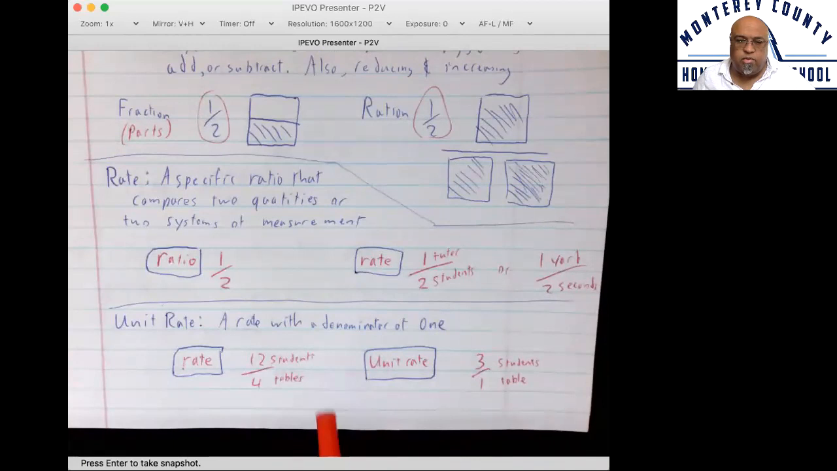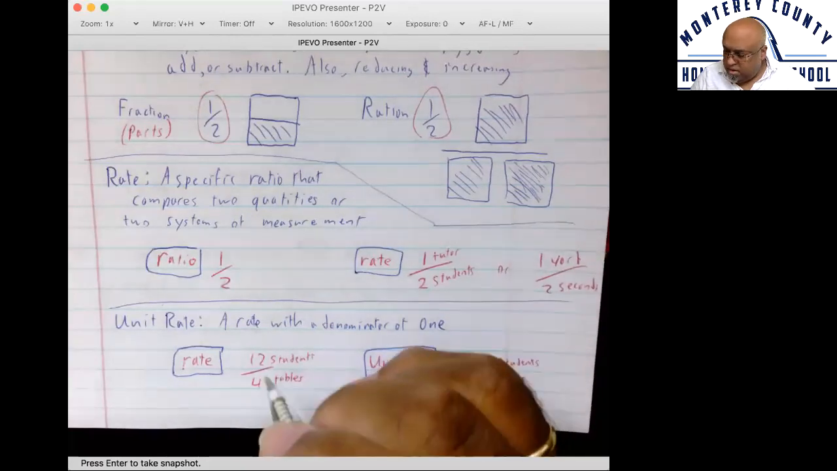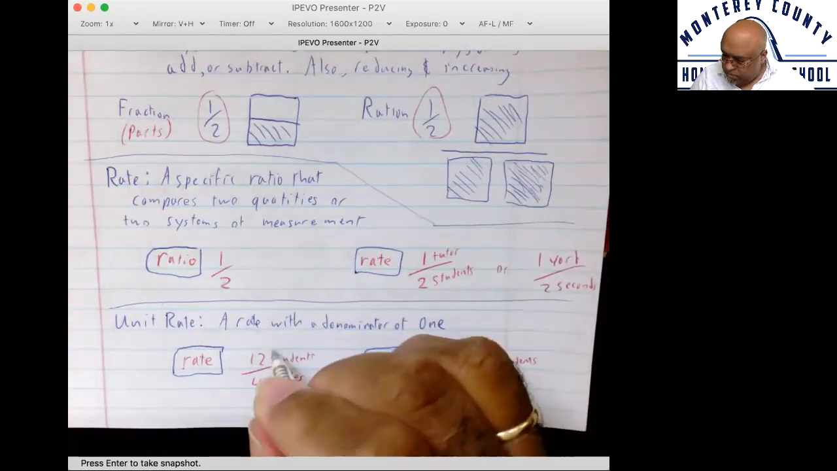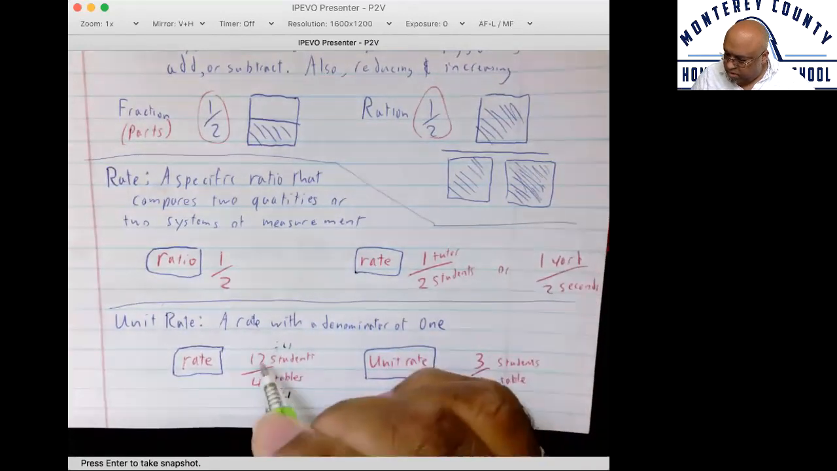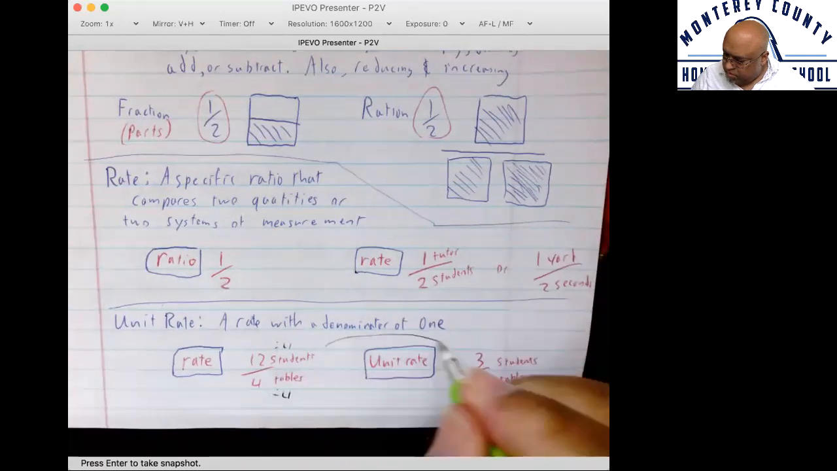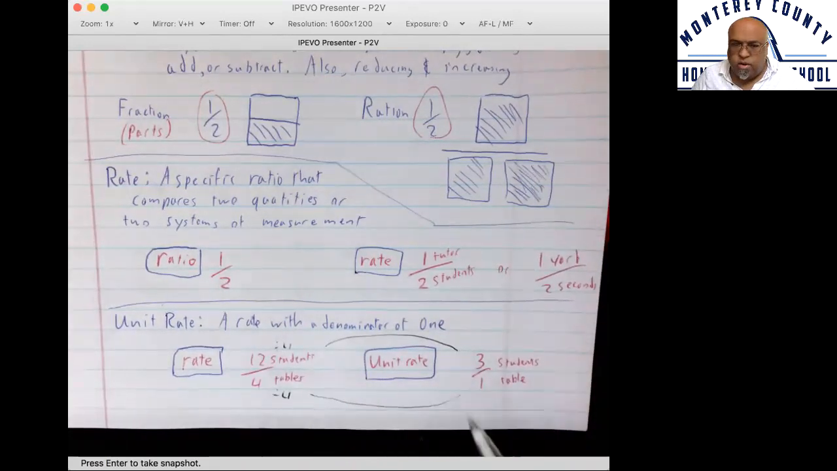Now, this is the same as the rate. If you were to take the rate here and reduce it, let's see. So that would be divided by 4, divided by 4. 12 divided by 4 equals 3. 4 divided by 4 equals 1. So essentially all I did was I took the rate, and like a fraction, I just reduced it. 12 students to 4 tables becomes 3 students for every 1 table.